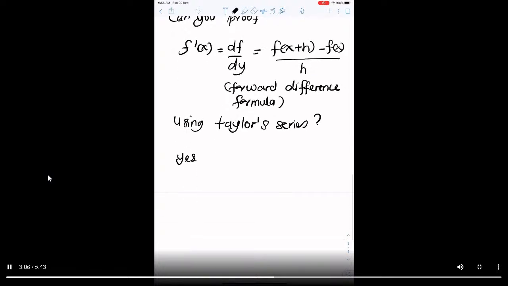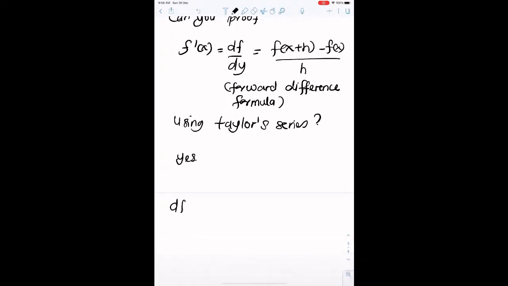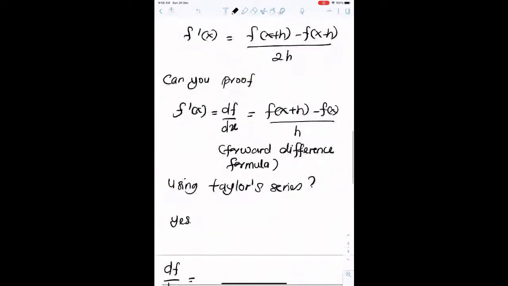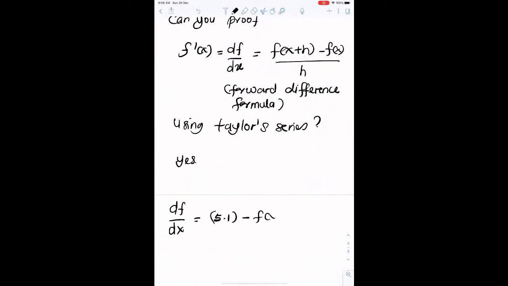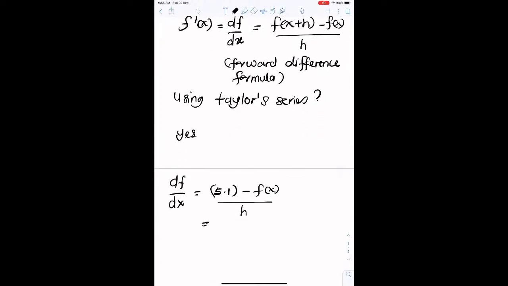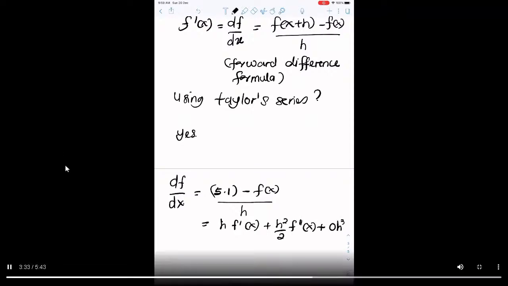Okay, come on, we go to the Taylor series. The answer is yes, you can discretize. df over dx is equal to, okay, f(x)... where is 5.1? Okay, you know the formula of 5.1 minus f(x) divided by h. From 5.1 minus f(x), there is an expression f(x). f(x) minus f(x) is 0.